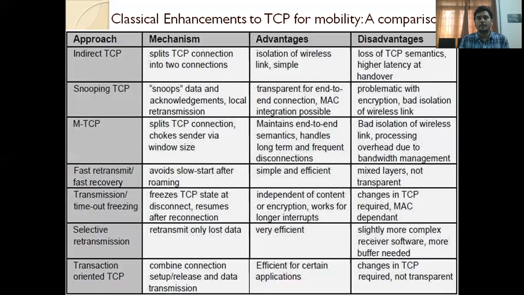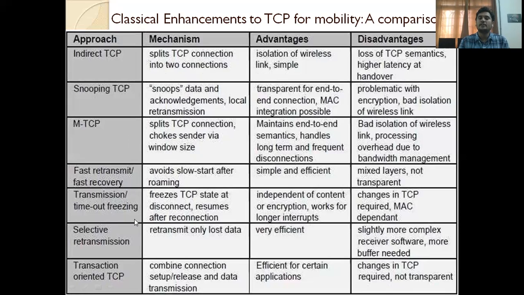So this is the comparison of all the approaches of classical TCP enhancements. Once again, the approaches are indirect TCP, snooping TCP, mobile TCP, fast recovery and retransmission, timeout freezing, selective retransmission, and transaction-oriented TCP. We have to observe only the mechanisms. Indirect TCP splits the TCP connection into two connections. Snooping TCP snoops data and acknowledgements with local retransmission, so a buffer is arranged here. In mobile TCP, it splits TCP connections but chokes the sender via window size. In fast recovery and retransmission, it avoids slow start after roaming.